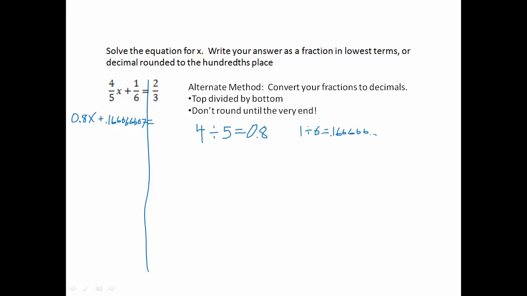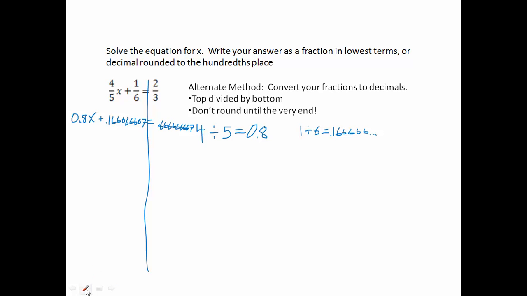Are you getting something like 0.6666, a bunch of 6's repeating? That's what I'm getting. So getting 0.6666666667, I believe is what I have. Well, that's just terrible. You can see why the converting to decimal method isn't all that great.